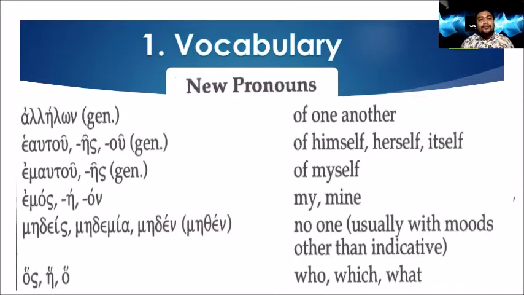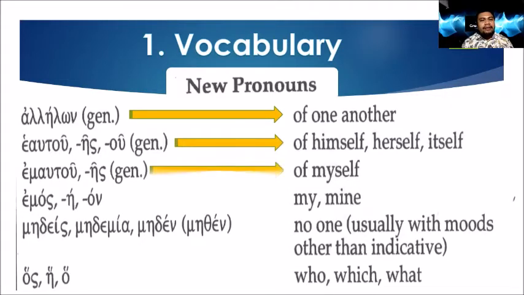Let's proceed to the new pronouns for today. The first one is allelon. It is genitive, meaning of one another. We have another one, heautou, heautes, heautou. It means of himself, herself, or itself. We have emautou or emautes. It is genitive, of myself. It is a reflexive pronoun also.